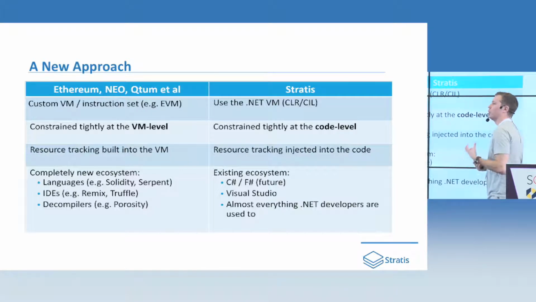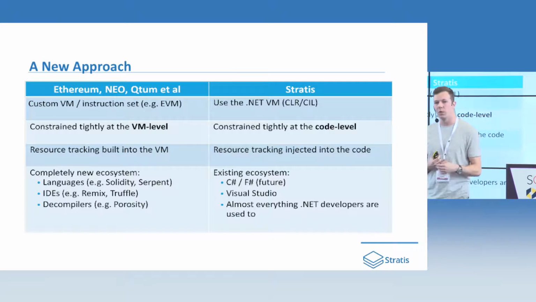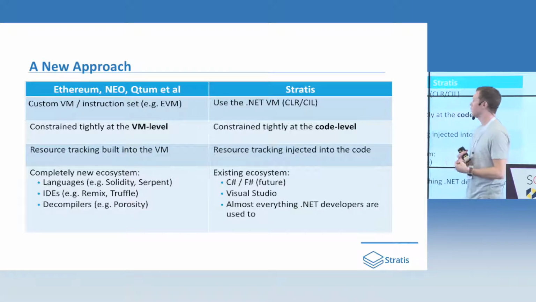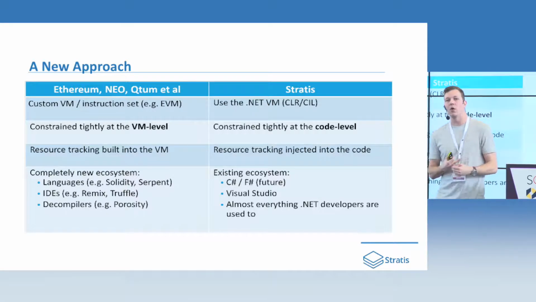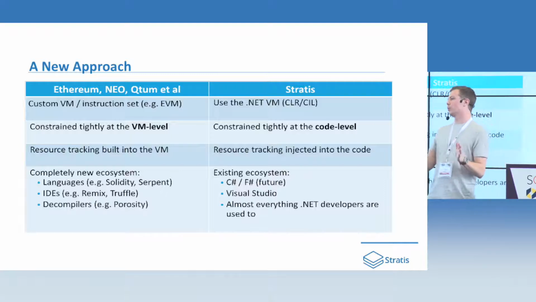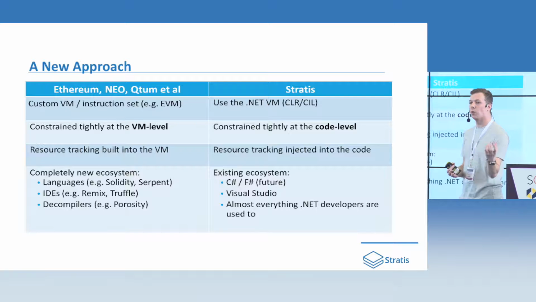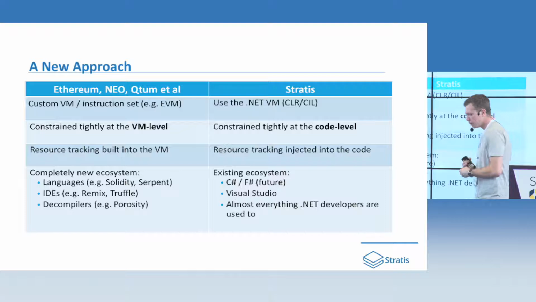So at Stratis, we took a completely different approach. We decided that from the beginning, we would use the .NET VM, which is the CLR, the Common Language Runtime. And we don't control it, so we can't constrain it like the EVM is. However, we can constrain the code that runs on it. So before any contract is deployed, we ensure that it meets certain characteristics, that it's always going to execute in the same way no matter what, and it allows us to use the CLR, the .NET VM.